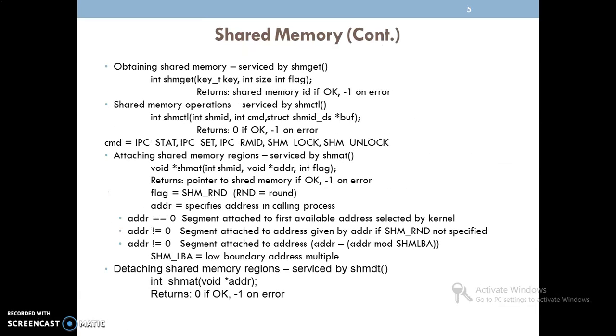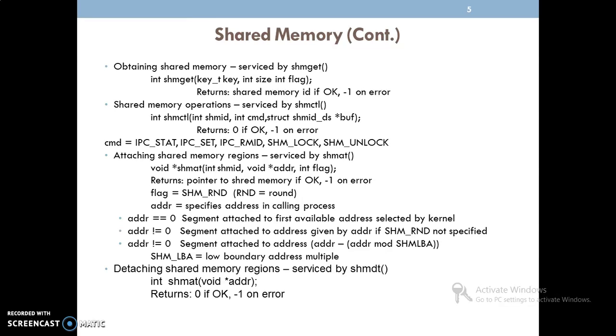And there are many functions we use as part of shared memory. The first function, shmget, is used to obtain the shared memory identifier. The function has three arguments: key, then size, then a flag. The return value of this function is the shared memory identifier on success, and -1 on failure.